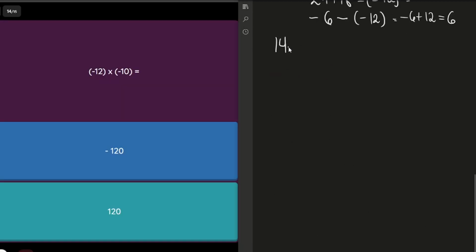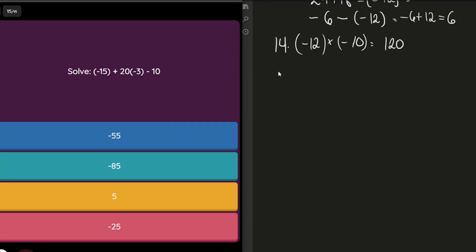Question number 14. We have negative 12 times negative 10. Negative times a negative will give you a positive. 12 times 10 is 120. Positive 120.